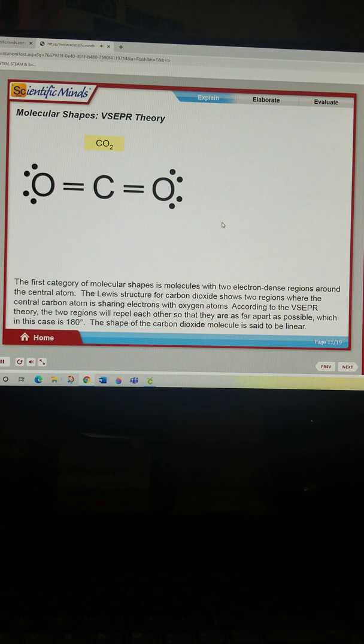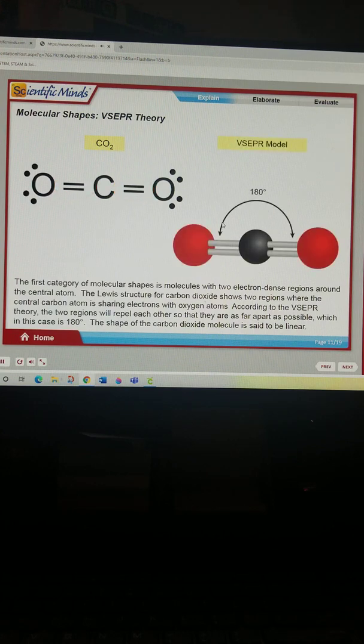The first category of molecular shapes is molecules with 2 electron-dense regions around the central atom. The Lewis structure for carbon dioxide shows 2 regions where the central carbon atom is sharing electrons with oxygen atoms. According to the VSEPR theory, the 2 regions will repel each other so that they are as far apart as possible, which in this case is 180 degrees. The shape of the carbon dioxide molecule is said to be linear.